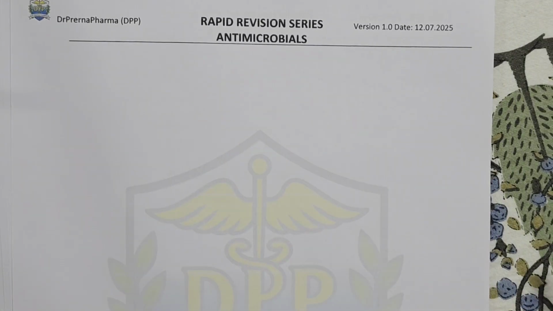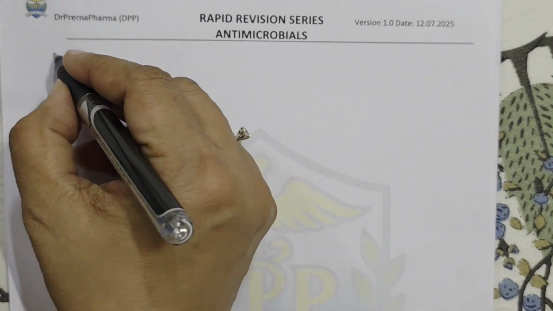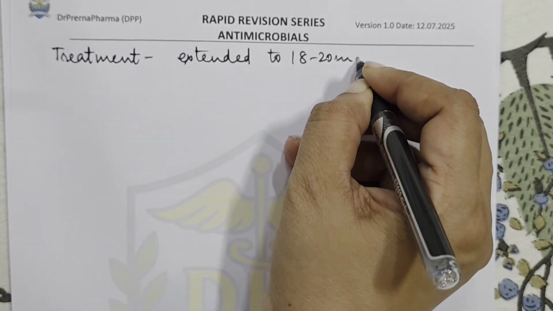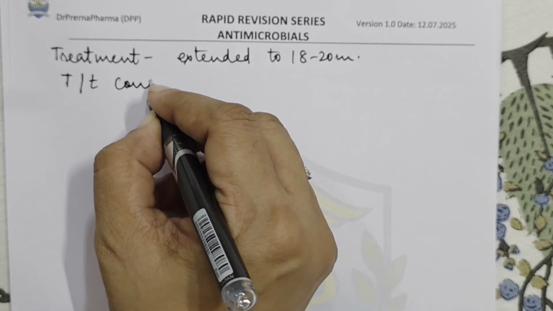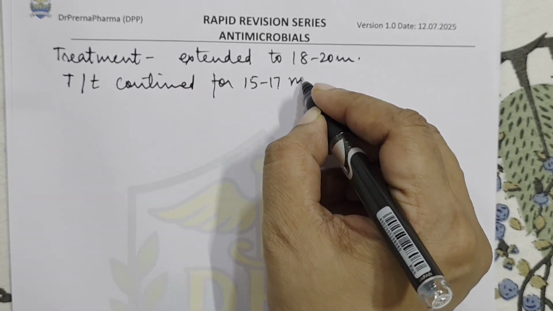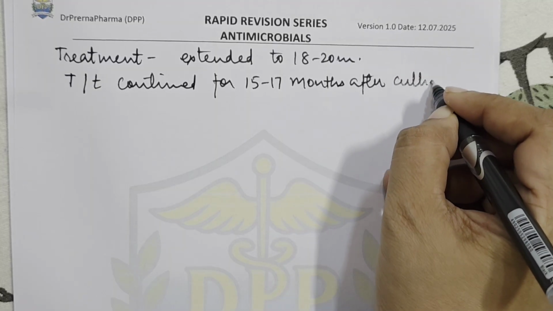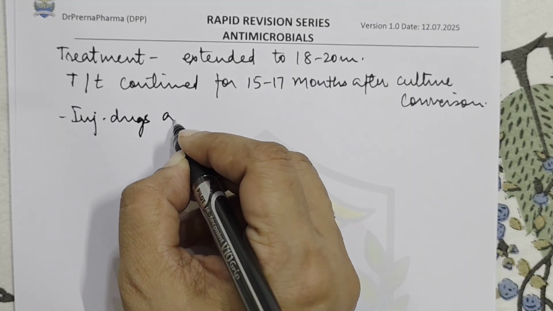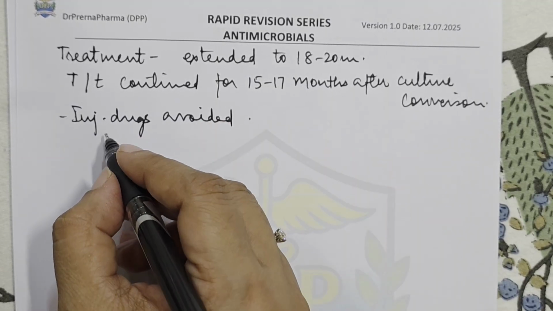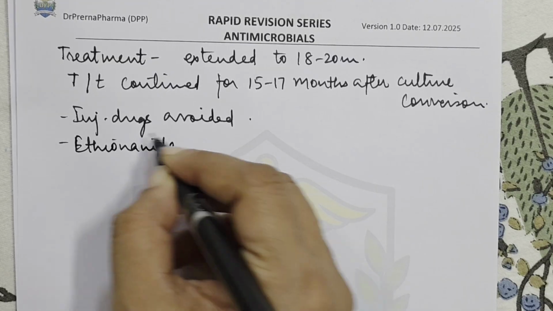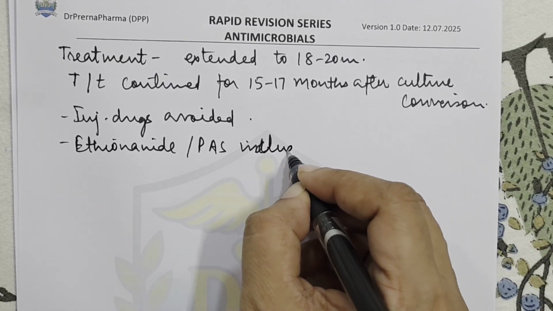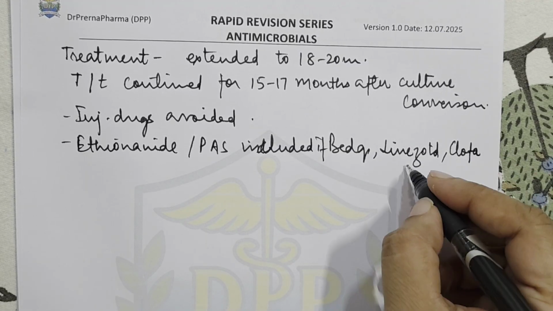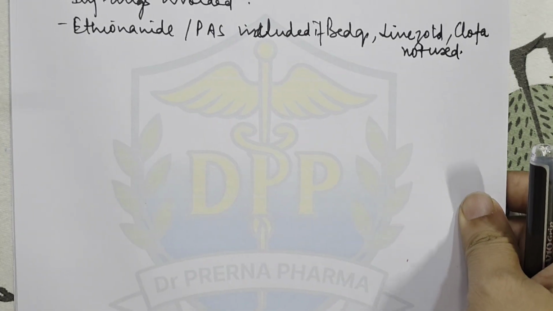Then next, the TB treatment may be extended to 18 to 20 months also, right? Then treatment is usually continued for 15 to 17 months after culture conversion. Another thing, injectable drugs are avoided. Then ethionamide or PAS to be included. If bedaquiline, linezolid, clofazimine is not used. Okay, so this was another longer MDR regimen.